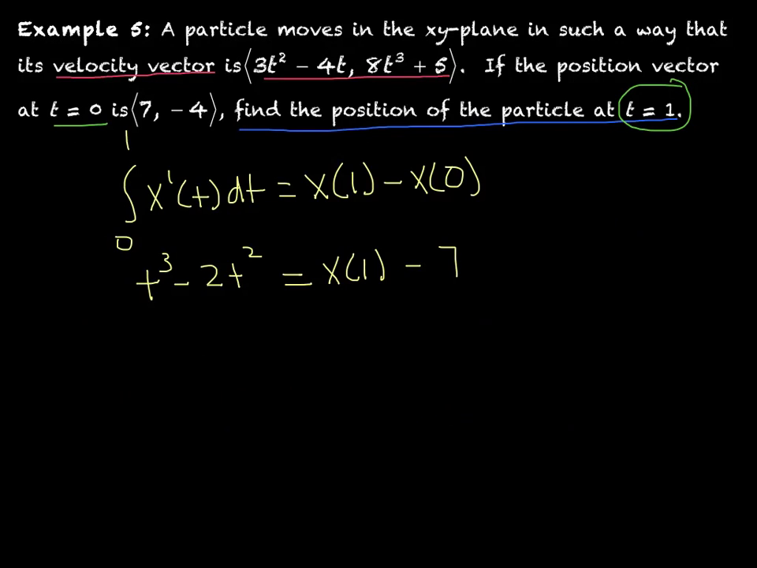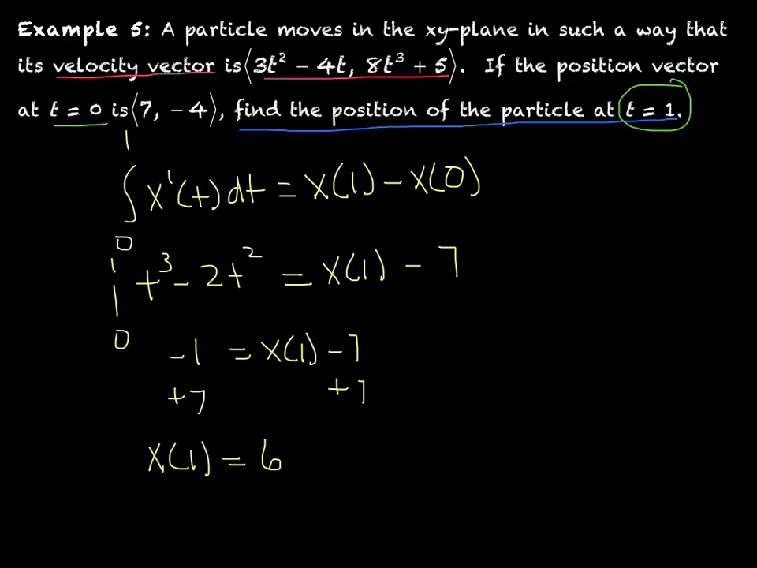Okay, and over here we actually need to plug in our upper and lower limit. So if we plug in 1 for our time, we are going to get 1 minus 2, which is -1. And then you plug in 0, you don't get anything. So then x of 1 minus 7, and then we're going to add 7 to both sides. So the particle at time 1 has an x-coordinate of 6.